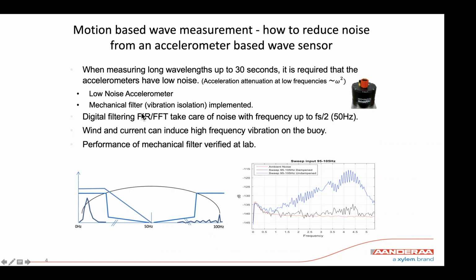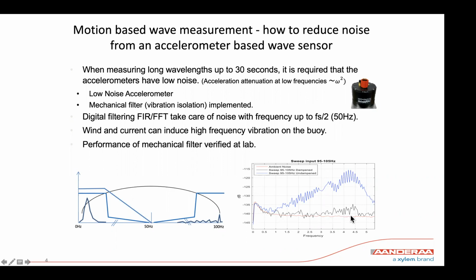Basically, it's a metal plate that we have included in the sensor, which mechanically dampens and takes out the high frequency noise when you do the measurements. And on this graph here you can see what the filter is actually doing when we filter the waves. This is laboratory experiments just to show how it works.